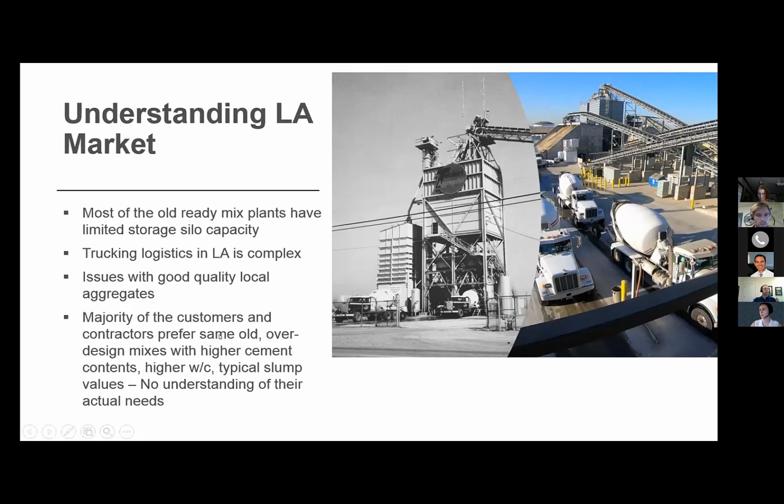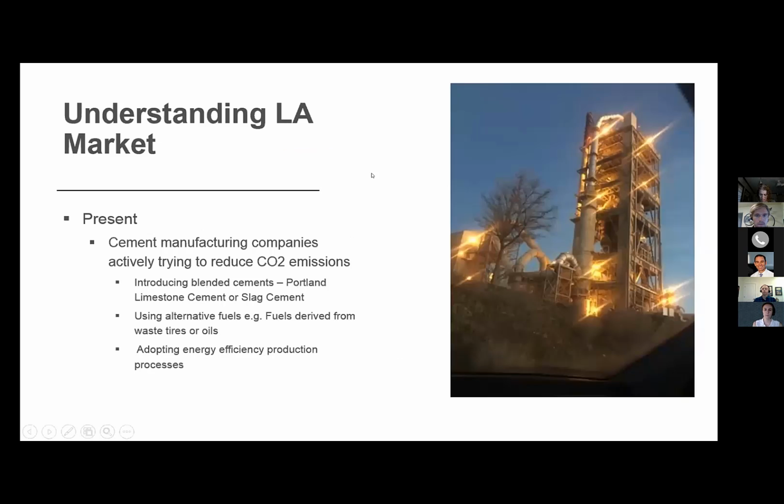So, you have markets that are back in this era, in the 60s, where there's nothing better than good old 5-sack. So you have a huge market and the ready mix companies need to sell to everybody, I guess. So anyway, that's a little bit about that.